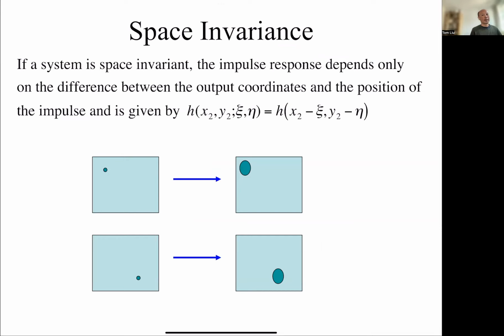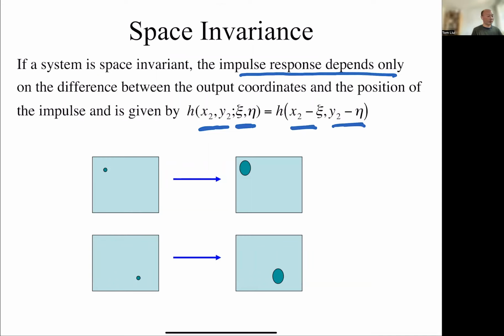Okay, so in this class, we typically focus primarily on what are called linear space invariant or linear shift invariant systems. We've talked about linearity. Now we're going to talk about space invariance. And what does that mean? The system is space invariant if the impulse response depends only on the difference between the output coordinates and the position of the input. Previously, remember, we had these input coordinates, the object coordinates, and these output coordinates. If my impulse response just depends on the difference between those coordinates, then I have a shift invariant system.